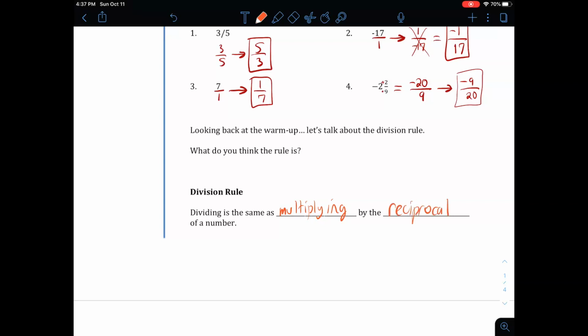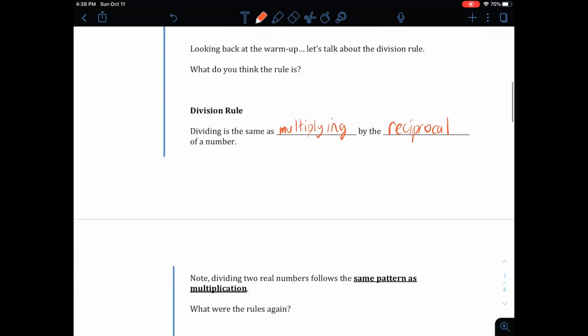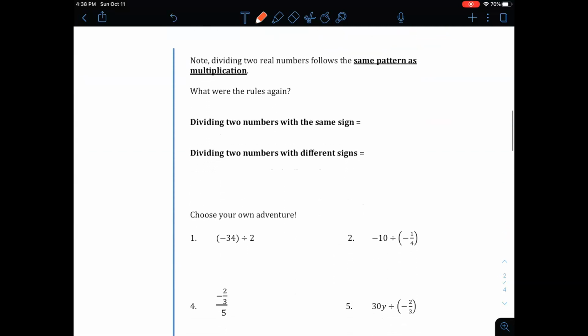Dividing is the same thing as multiplying by the reciprocal. Okay? And what you need to know about multiplication and division is that their rules are basically the same when you're multiplying positives and negatives. So what were the rules again? If I multiplied two numbers with the same sign, like negative 3 times negative 2, is that going to be a positive 6 or negative 6? That's going to be positive 6.